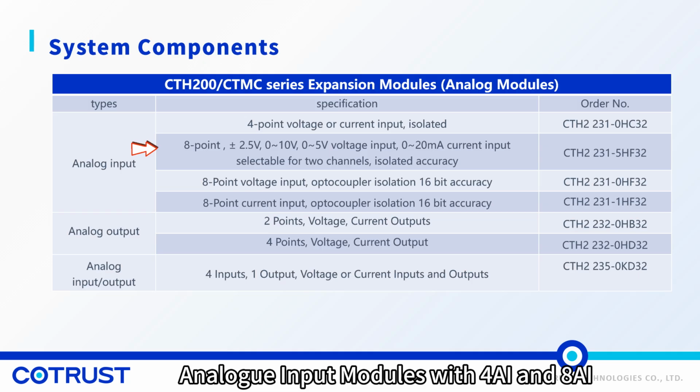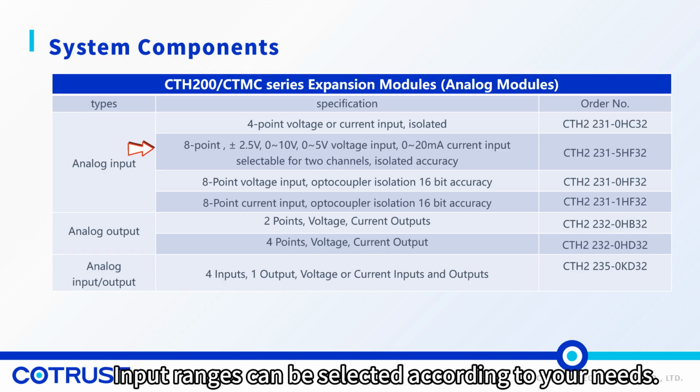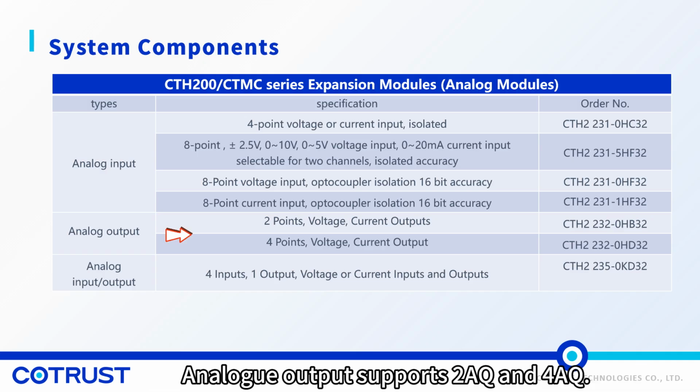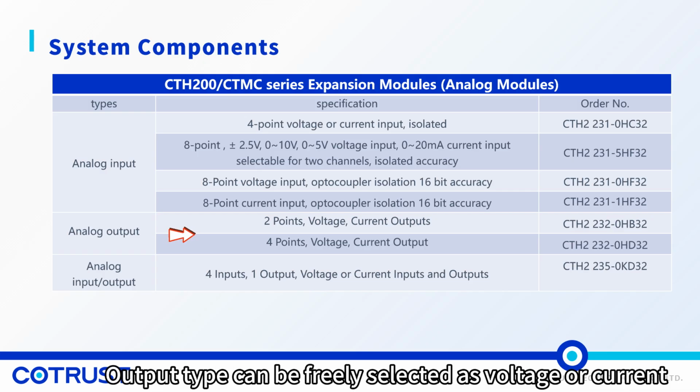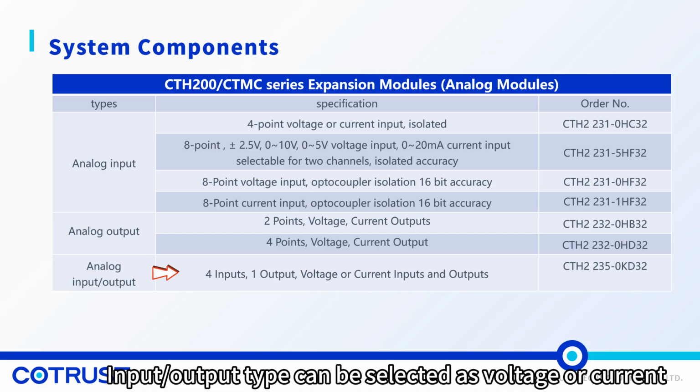Analog input modules come with 4AI and 8AI. Input types support voltage or current inputs. Input ranges can be selected according to your needs. Analog output supports 2AQ and 4AQ. Output type can be freely selected as voltage or current. Analog input and output modules are 4AI and 1AQ. Input or output type can be selected as voltage or current.